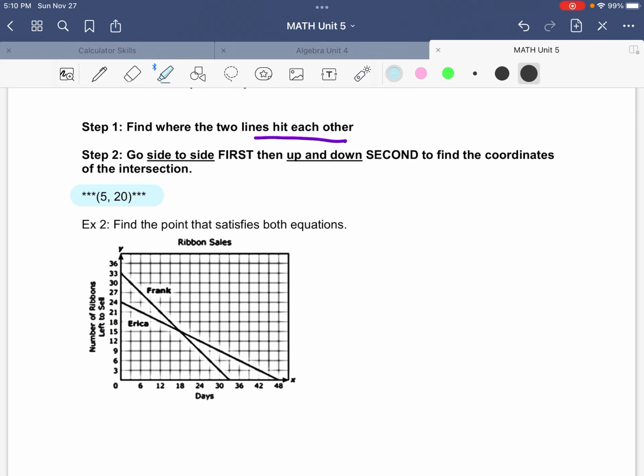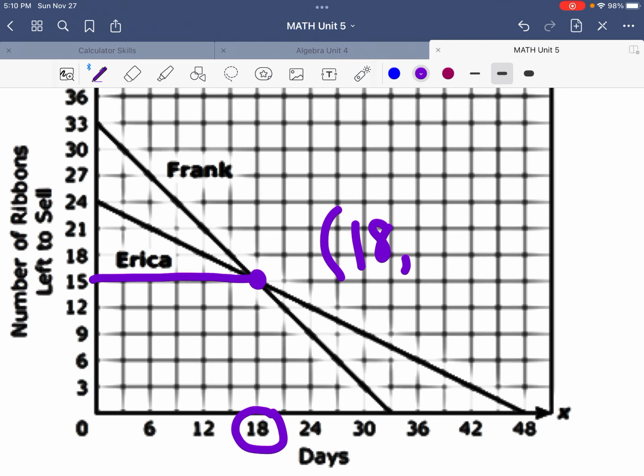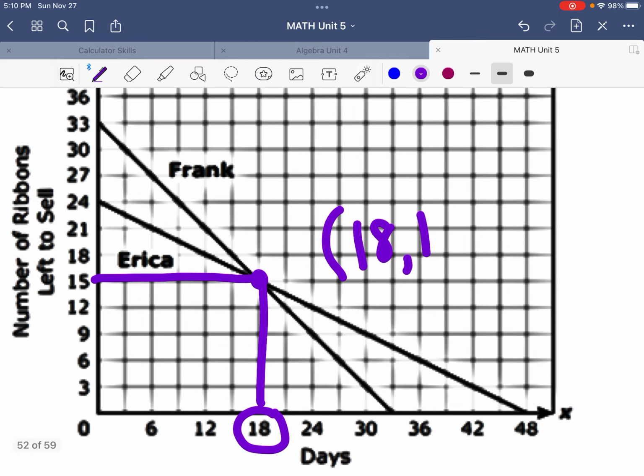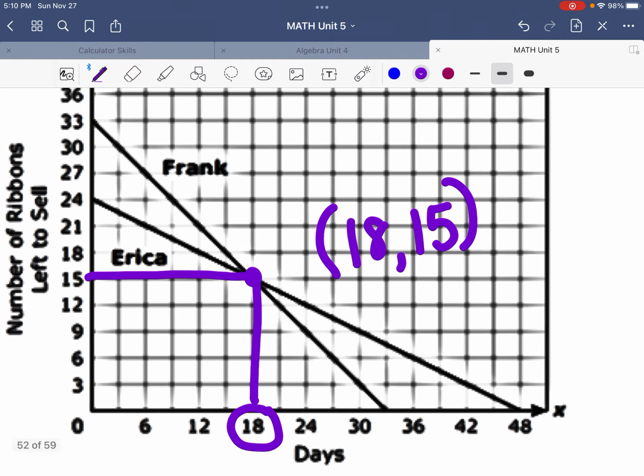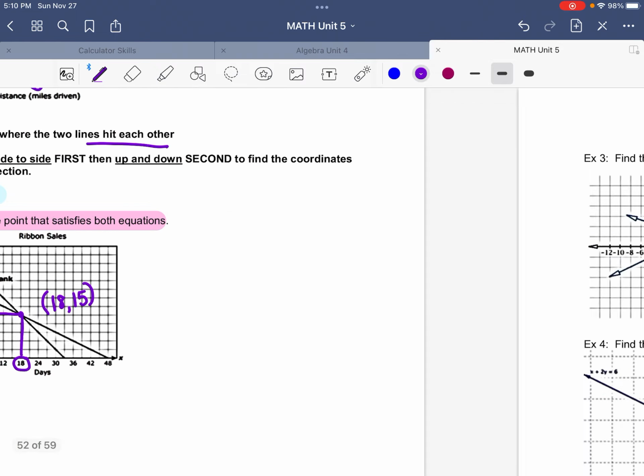All right, let's look at the second example. Example 2, find the point that satisfies both equations. That means, where do these two lines intersect? So I look at the graph and I find the point where those two lines intersect. And I can see that on the x-axis, that point is 18. And I can see on the y-axis that that y value is 15. So those two lines intersect where x equals 18 and y equals 15. It's really just that simple, guys.